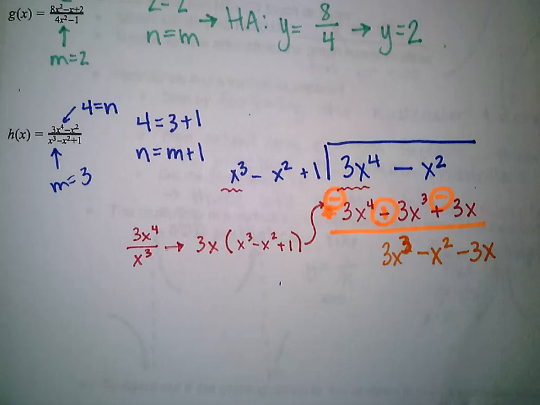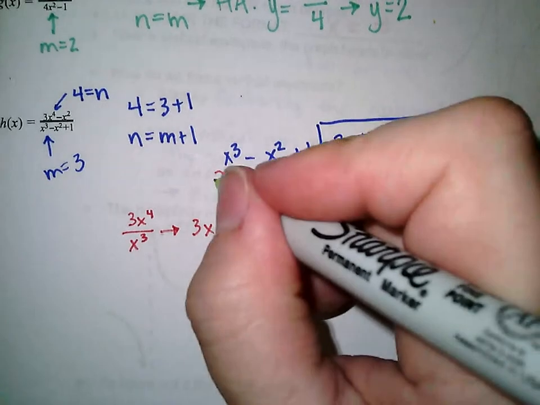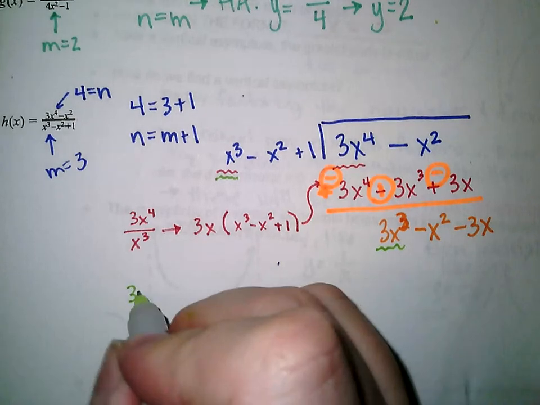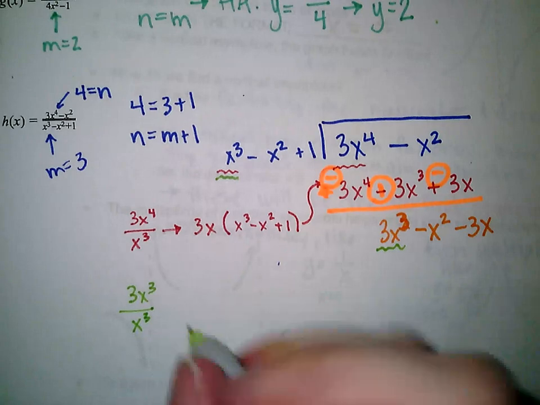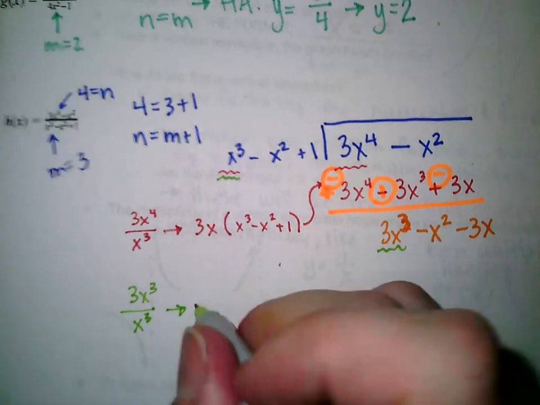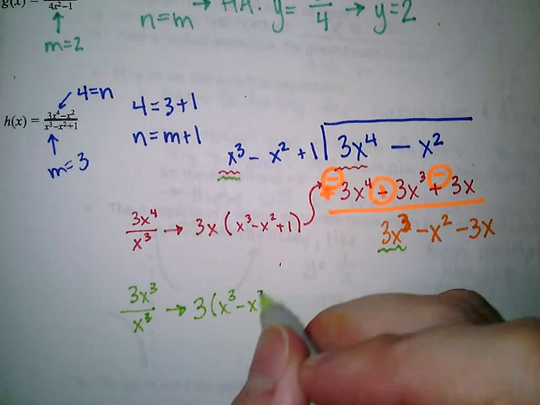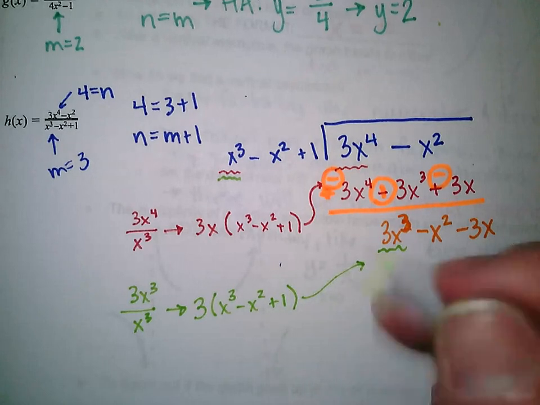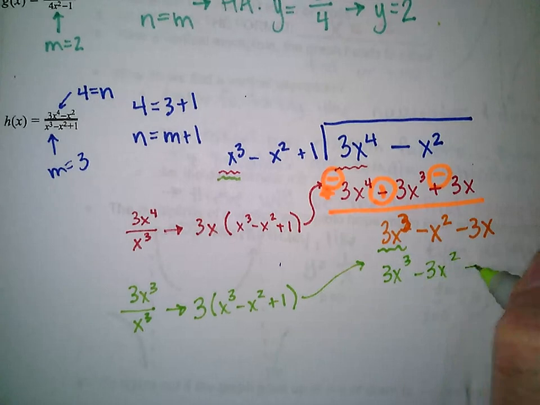Then I'm just going to repeat that process again. So I'm going to take this first term divided by that first term again in the divisor. So I do 3x cubed over x cubed, which is going to give me 3. I multiply that by the divisor, x cubed minus x squared plus 1, and that's going to go on this line. So I'll have 3x cubed minus 3x squared plus 3.